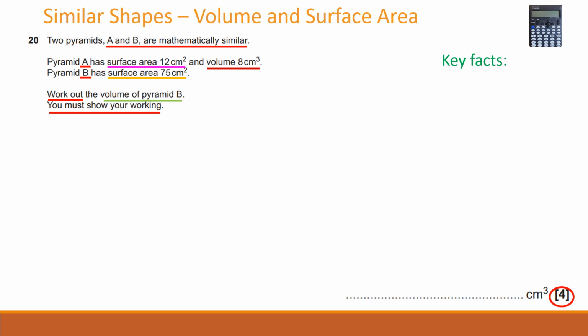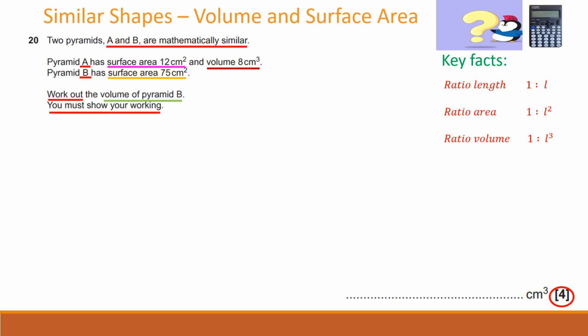The key facts you're going to need: for the ratio of length, it's 1 to L. The ratio of area is 1 to L squared, and that includes surface area. And the ratio of volume is 1 to L cubed. These 3 facts are going to be really helpful when we look at the ratios between the different surface areas, volumes, and the length. Press pause, see if you can use these 3 facts to work out how to answer the question, then press play when you're ready to hear the answer.